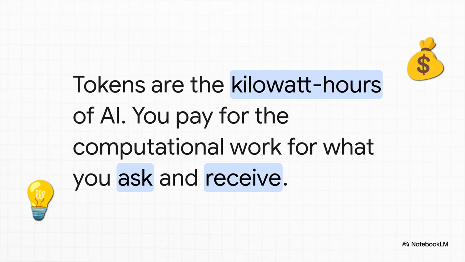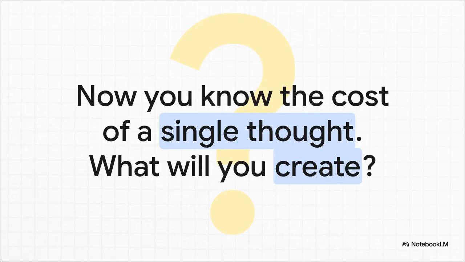Look, if you only remember one thing from all this, make it this. Tokens are basically the kilowatt hours of AI. That's the best analogy. It's a standard unit that measures computational work. You're not paying for words, you're paying for the digital electricity it takes to understand what you asked and to generate a brand new answer. Once you understand this system, AI pricing isn't confusing anymore, is it? It becomes something you can actually control and budget for. So really, the only question left is, now that you know the cost of a single digital thought, what are you going to create?